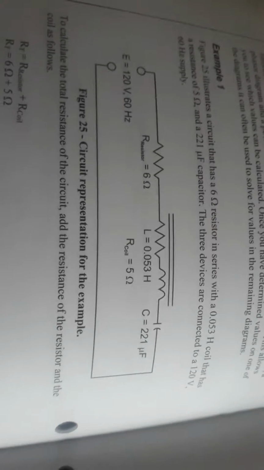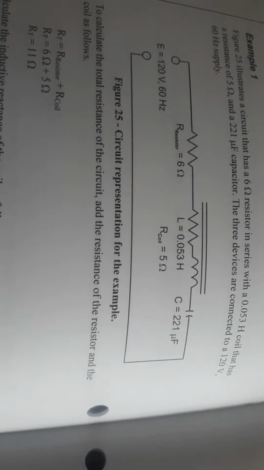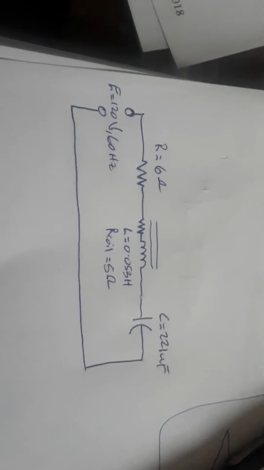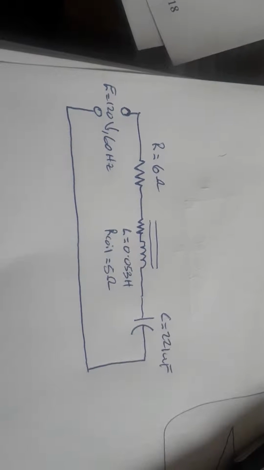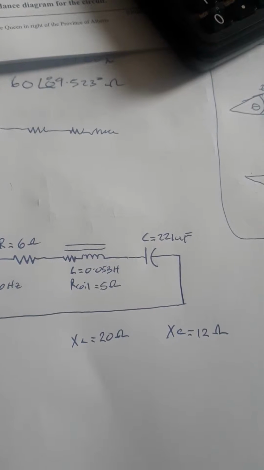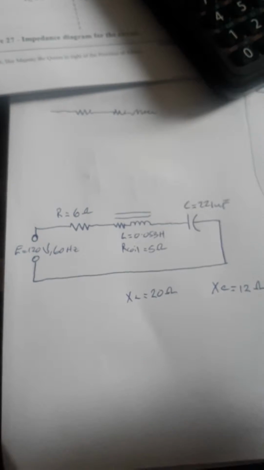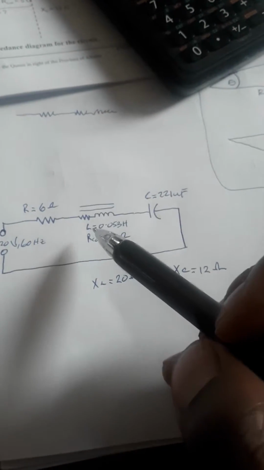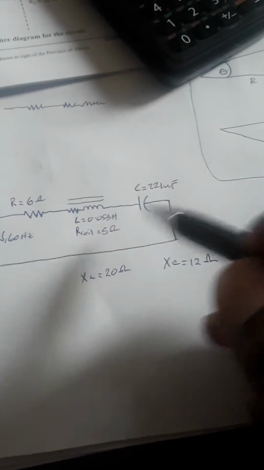So here I'm gonna try and demonstrate why using the calculator can be efficient. We have this circuit here. We're gonna calculate the total impedance of that circuit using the calculator pretty quickly. So XC was calculated to be 12 ohms and XL 20 ohms. As you can see, it's a series circuit with a resistor, an inductor which has a resistive component and the inductive component, and the capacitor.